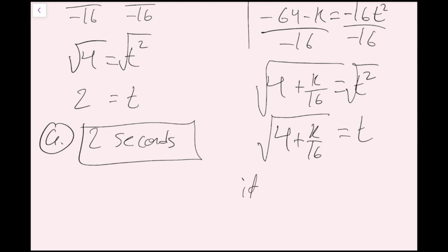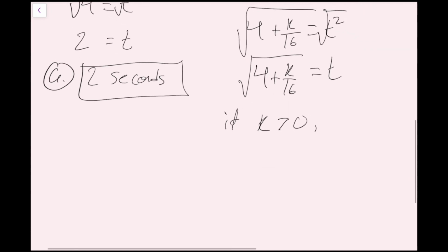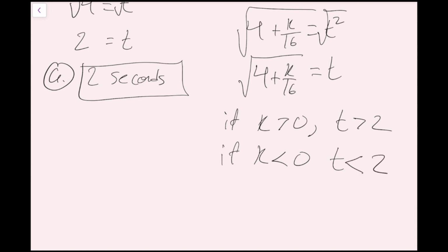So if k is greater than 0, then t will be greater than 2. If k is less than 0, or negative, then t will be less than 2. Anyway, we've successfully finished this problem, and now we're done.